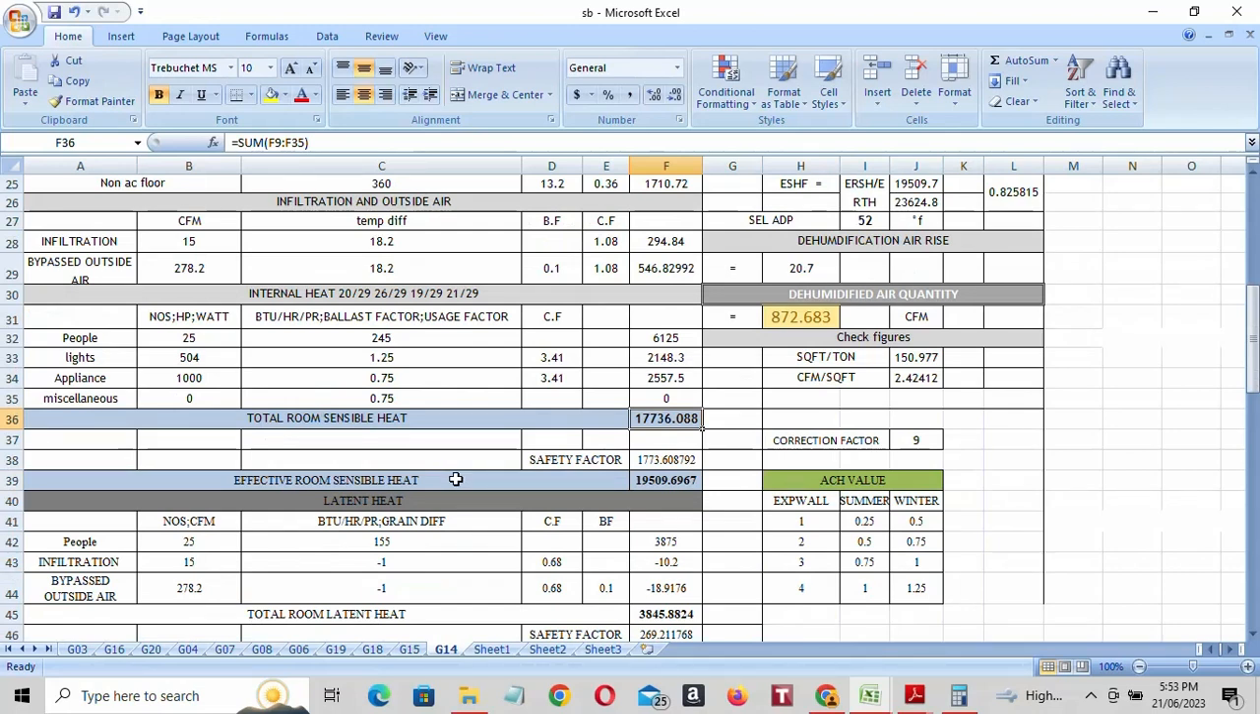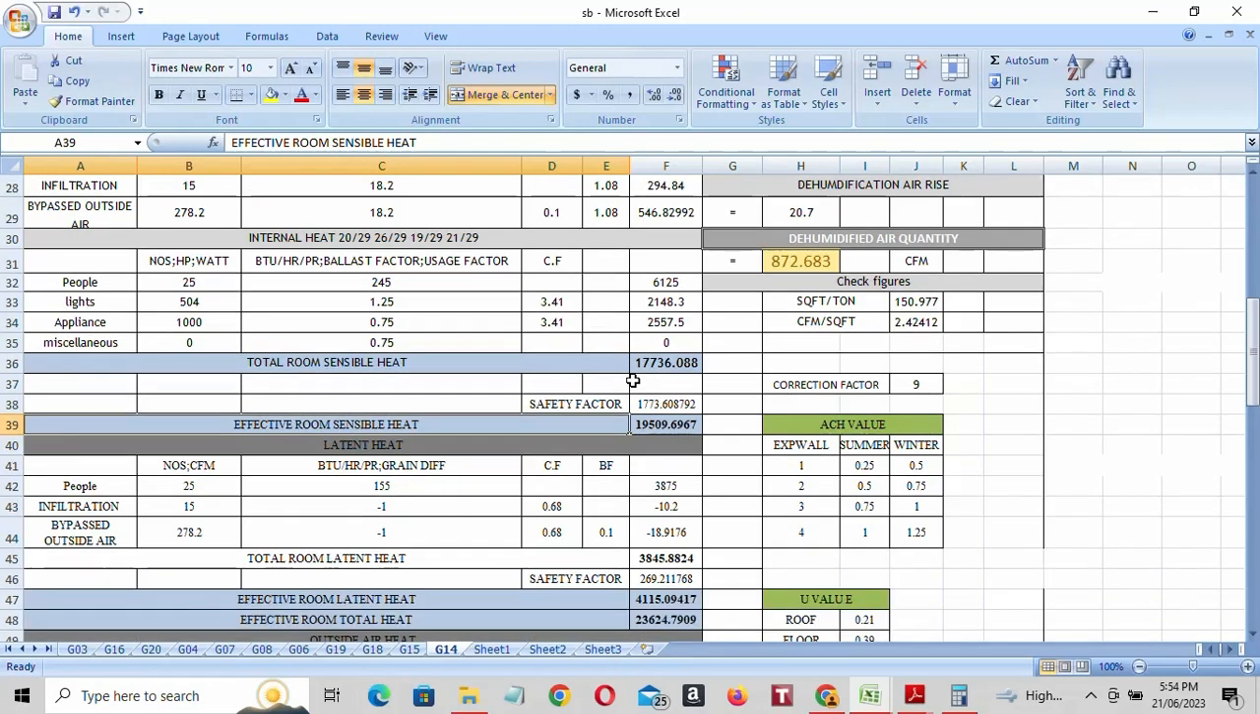Next, we have to add the safety factor, 0.1. So 0.1 into this value, you will get this value. And our effective sensible heat is 19509.6967. You will get this automatically in the E20 sheet.